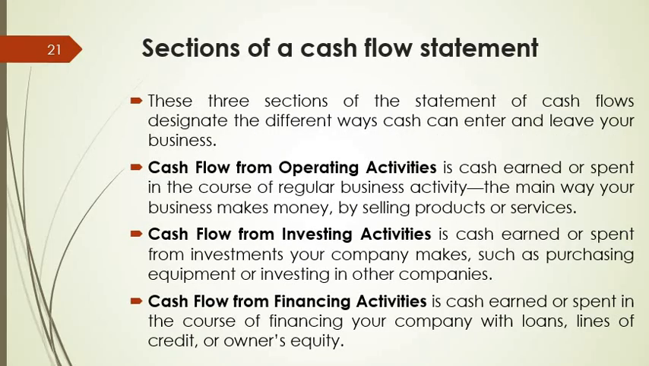The cash flow statement includes three types of sections. Cash flow from operating activities is cash earned or spent in the course of regular business activities, your day-to-day operations. This is the main way your business makes money, by producing and selling products or services. Cash flow from investing activities is cash earned or spent from investments your company makes, such as purchasing equipment or investing in other companies. And cash flow from financing activities is the cash earned or spent in financing your company with loans, lines of credit, and the owner's equity.